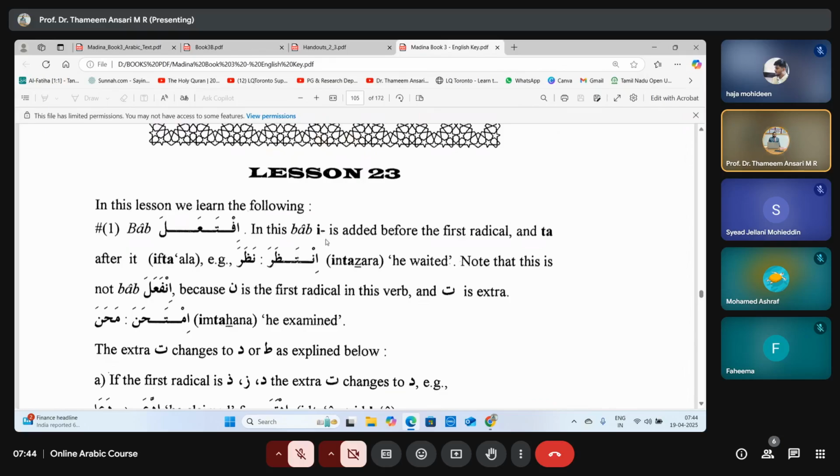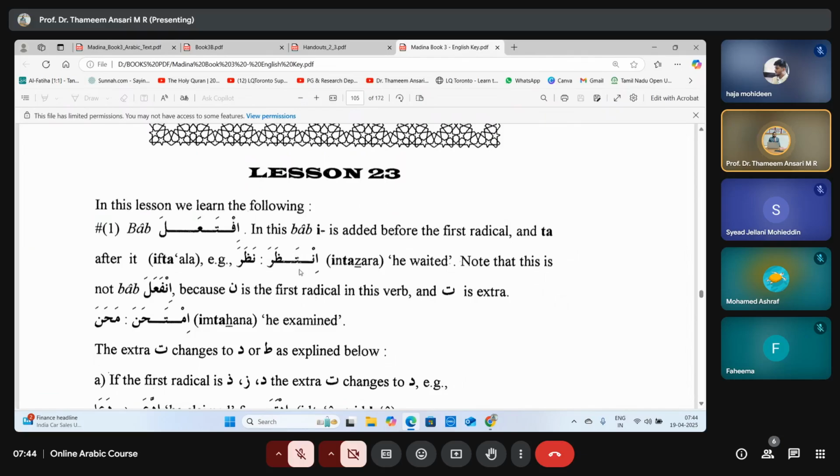In this bab, hamza is added before the first radical, and the ta after it. So before the first radical, before the fa kalima, hamzatul wasl with kasra is added, and after the first radical, this fa kalima, the letter ta is added.